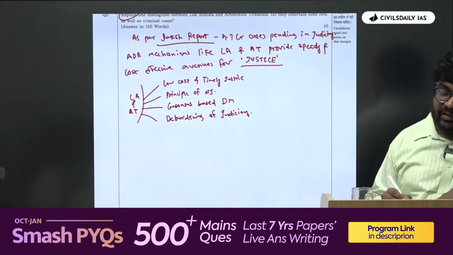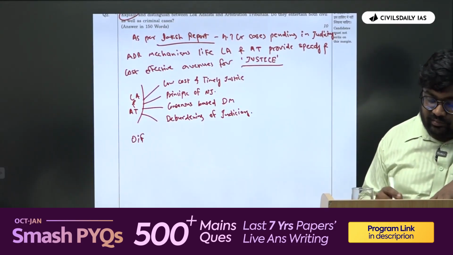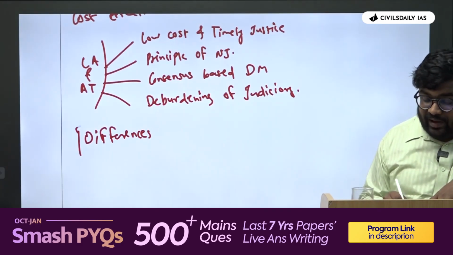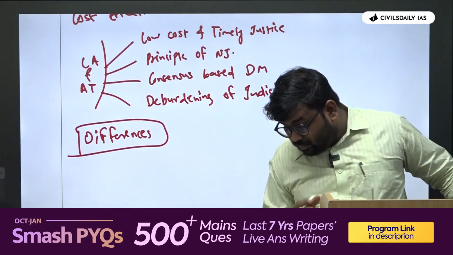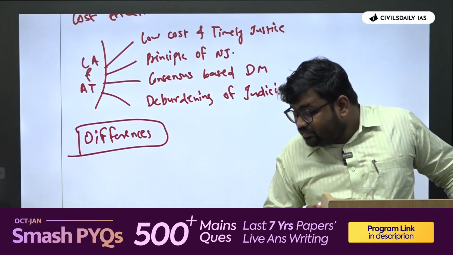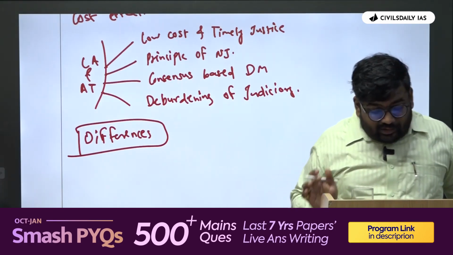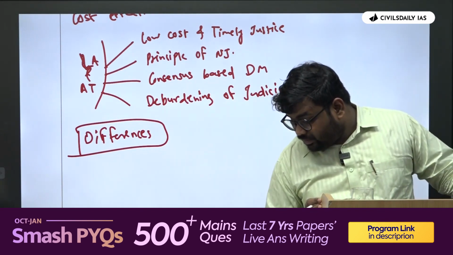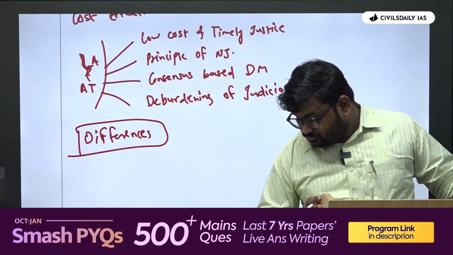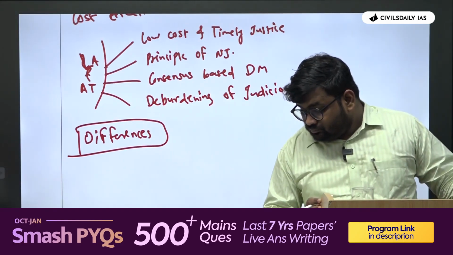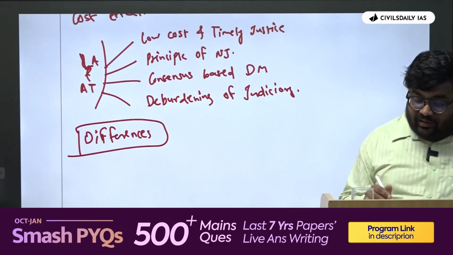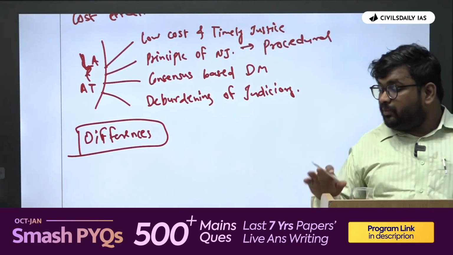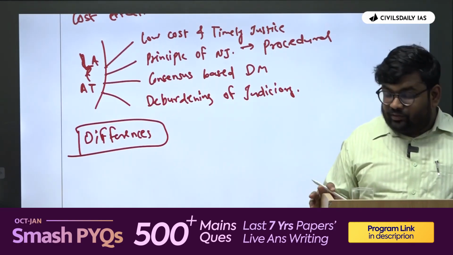Now you come to the differences. So how will you differentiate between these two? Yesterday itself I had given a framework. What is your framework for the differences? It's not CA, it's LA. Lok Adalat and Administrative Tribunal. Procedural flexibility, principle of natural justice. No, you don't write it in short form. I can write it, you can't.